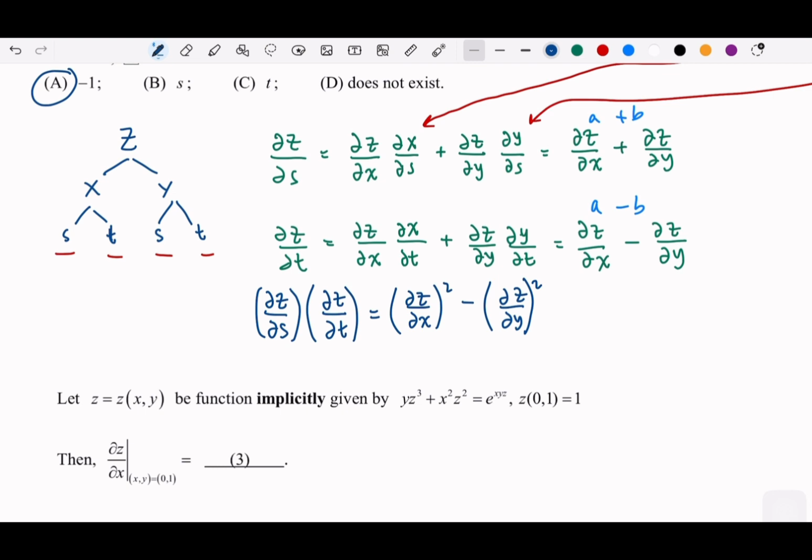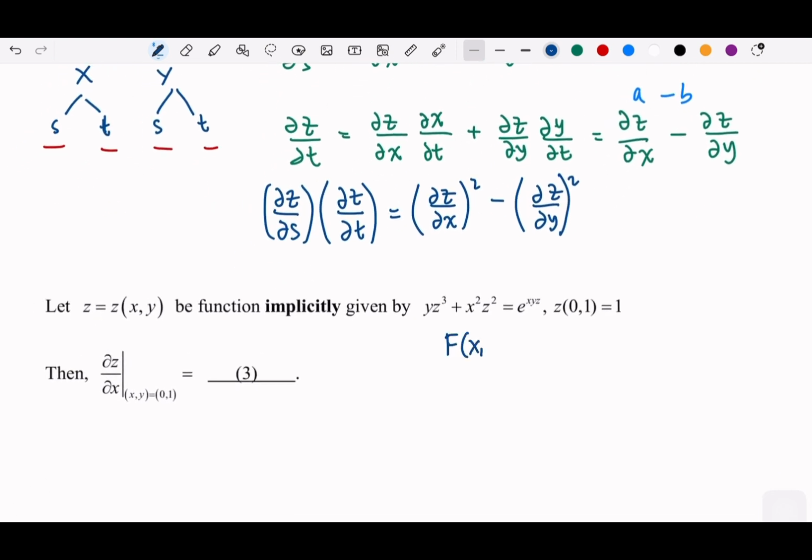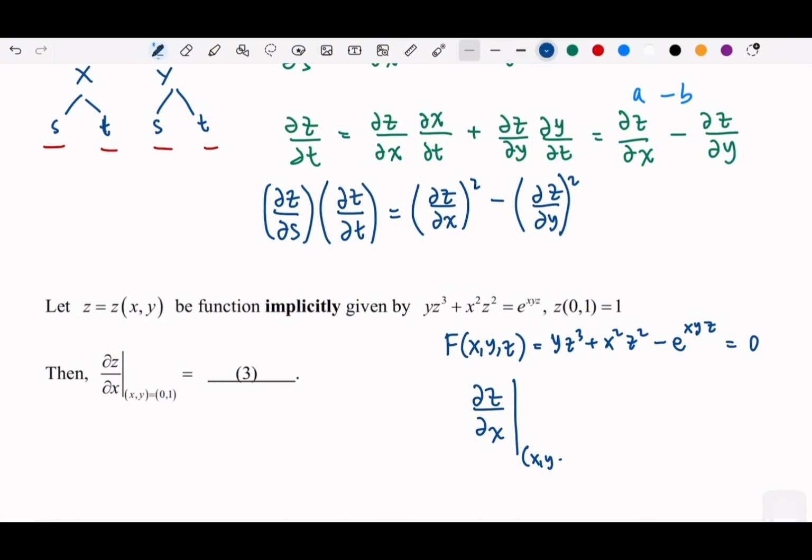So if you take the direct approach, we can take a function that's defined from the information given, with this x, y, z, okay? And suppose that this function equals a constant, to make the calculations easier. So dou z dou x at x, y equal 0, 1 will be equal to negative partial f partial x over partial f partial z, and then the point x, y, z is 0, 1, and z is 1, right, from here.